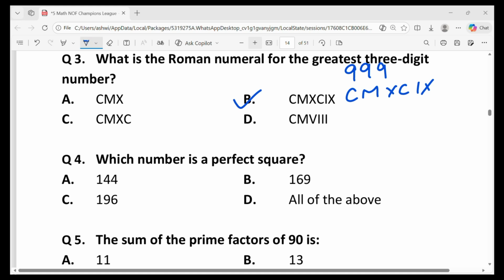Question 4. Which number is a perfect square? Option A, 144, that is 12 square. B is 13 square, and C is 14 square. So the answer is D, all of the above.